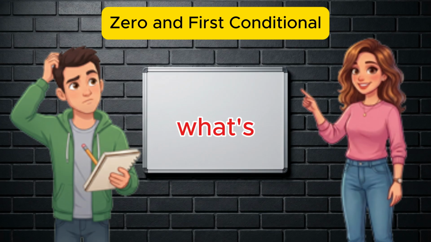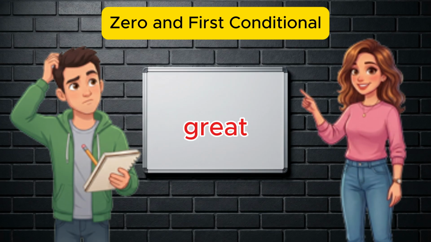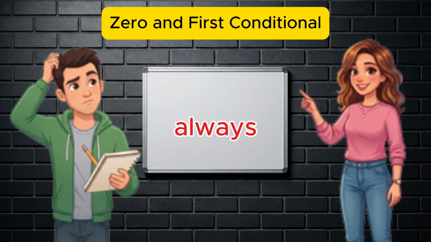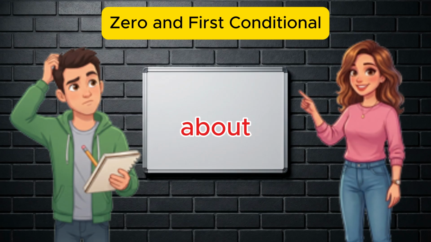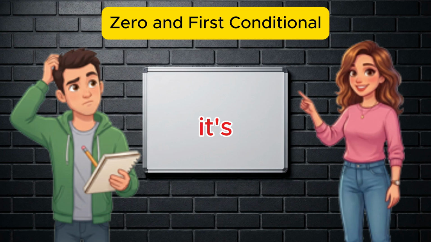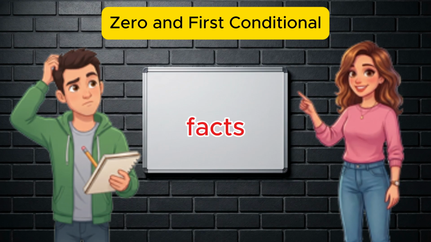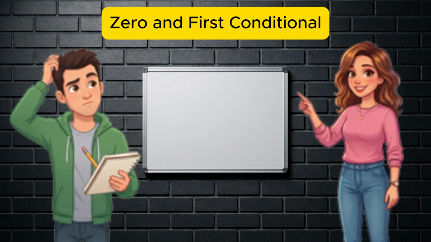But wait, what's the difference? Both are about me and coffee. Great question. Zero conditional is about what always happens. It's your general truth. First conditional is about a specific possible situation in the future and its likely result. So zero is like facts about my life and first is about what might happen?